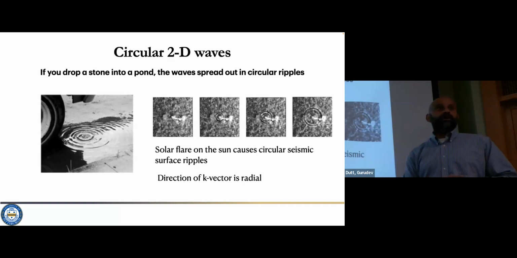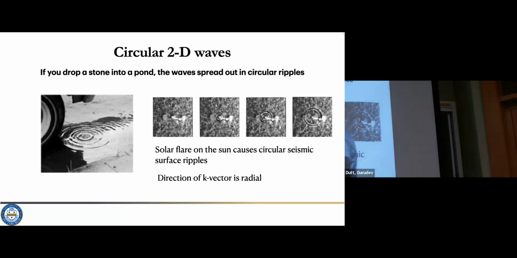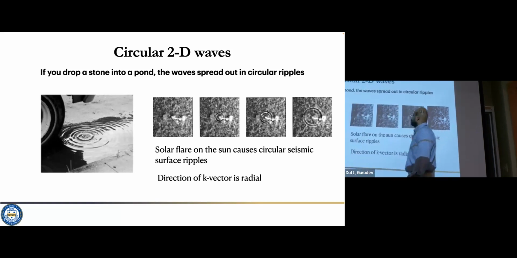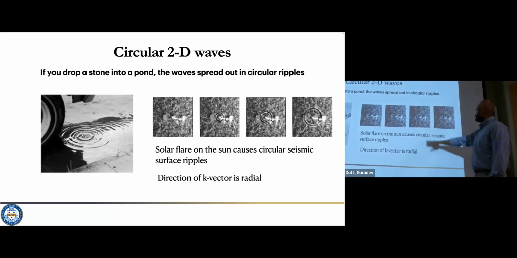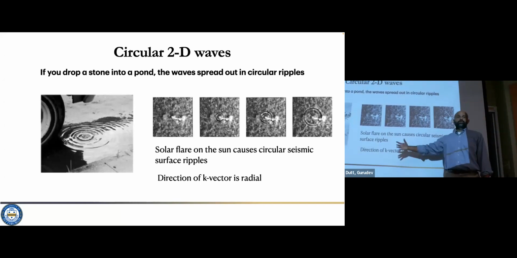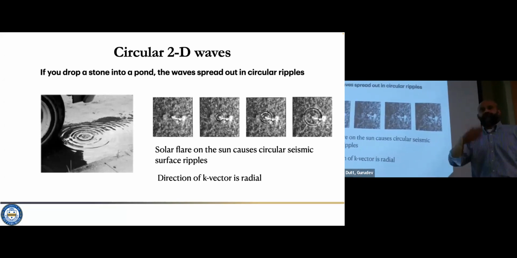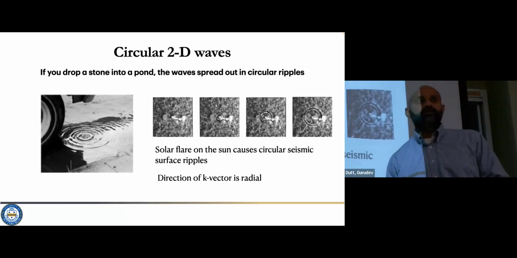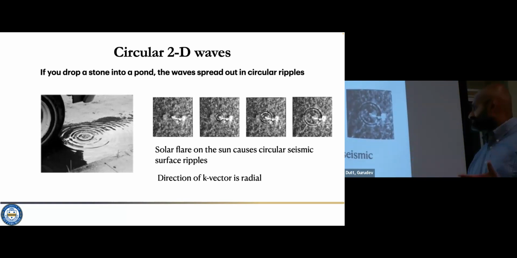But if you drop a stone into a pond, now the waves that come out from it look more like circular ripples emanating from the source, which is a stone, or a drop of water falling into a pond. A little puddle over here also looks like little ripples emanating outward. Here is a picture of a solar flare on the sun. It causes circular seismic surface ripples. Think about earthquakes, things like that. Well, those are more like faults, so they look more like linear, sort of cylindrical wavefronts, actually.